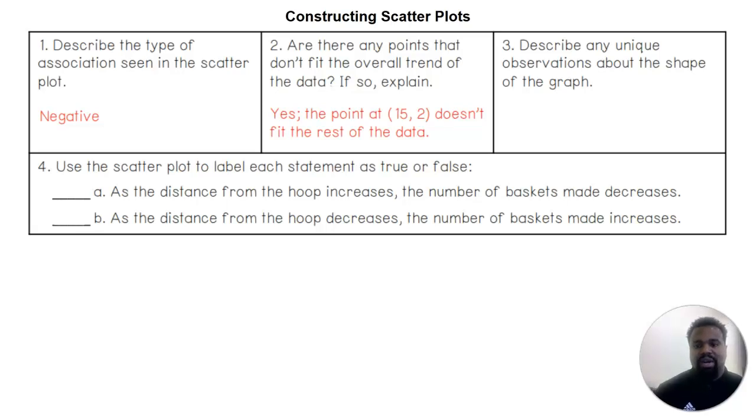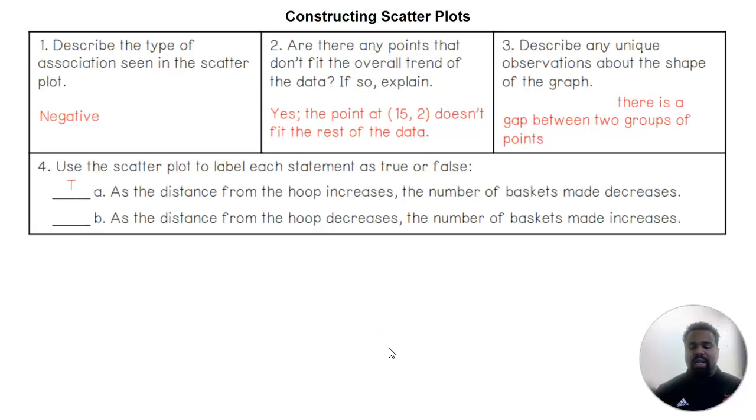Describe any unique observations about the shape of the graph. As we show, it looks like there was a gap between two groups of points. It says use the scatter plot to label each statement as true or false. As the distance from the hoop increases, the number of baskets decreases. That's true.